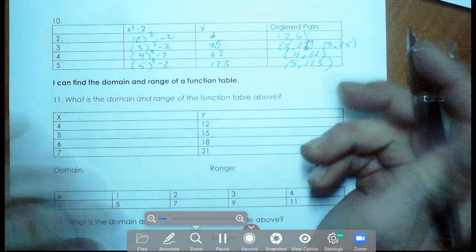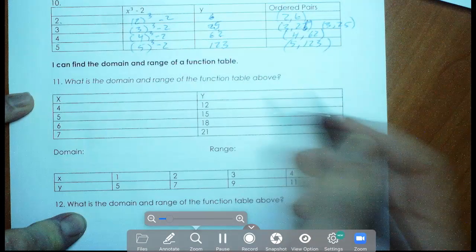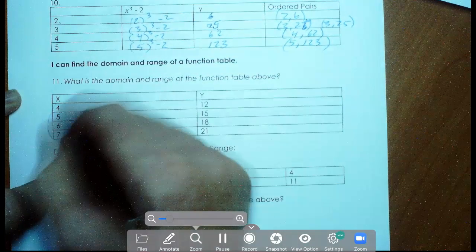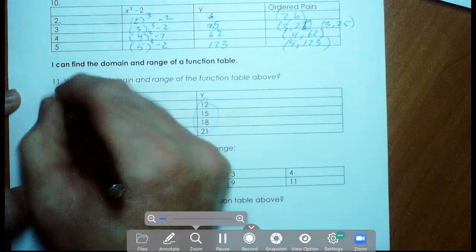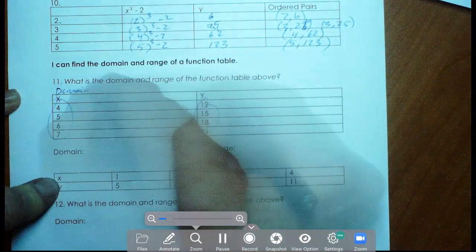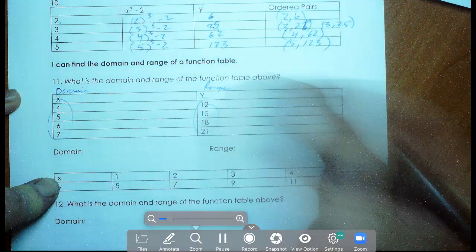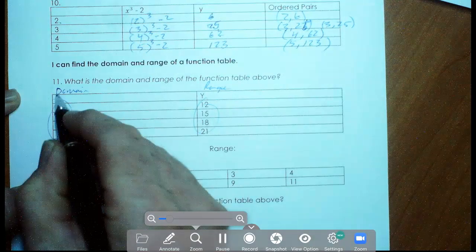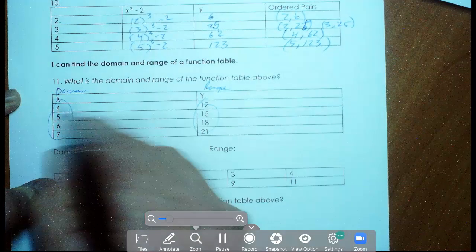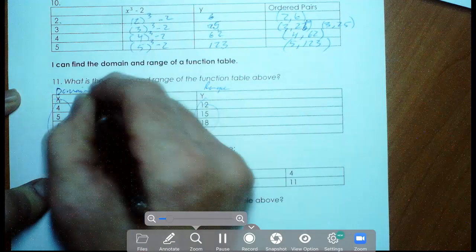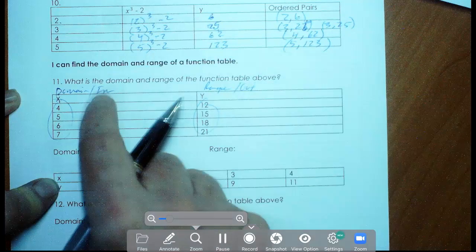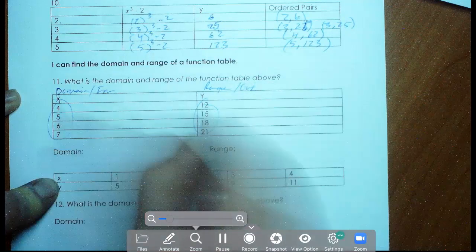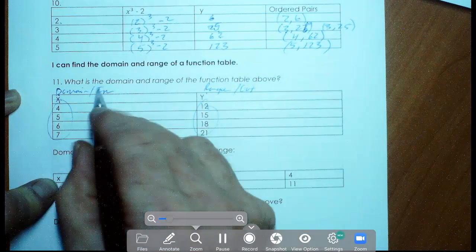Alright, keep rolling here. Alright, find the domain and range. Well, the domain, these are going to be the x values, and the range is going to be the y values. Think of it, domain, D comes before R, just like X comes before Y. Sometimes these are the input and the output. And no matter what, there's still an alpha order. X, Y, domain, range, input, output.